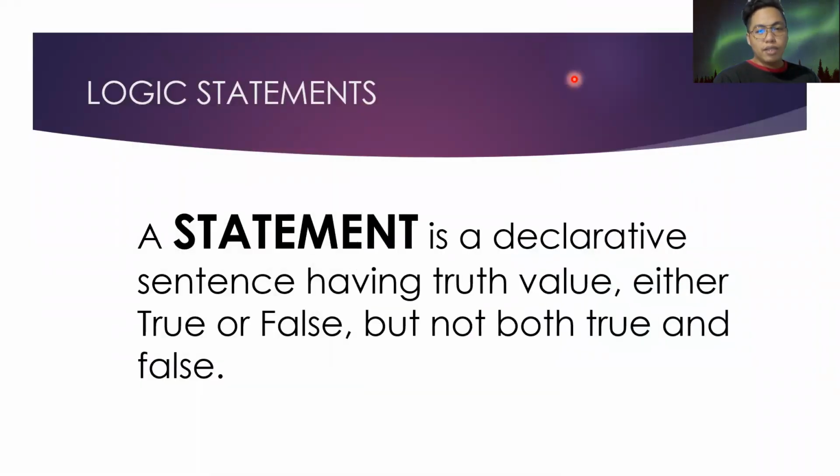When we say a statement, it is a declarative sentence having a truth value. When we say declarative statement, it's not a question. So it's stating, or declaring something. So it has truth value. It's either true or false. But for a logic statement, it's not possible for it to be both true and false. So it should have a truth value, meaning it should either be true or false.